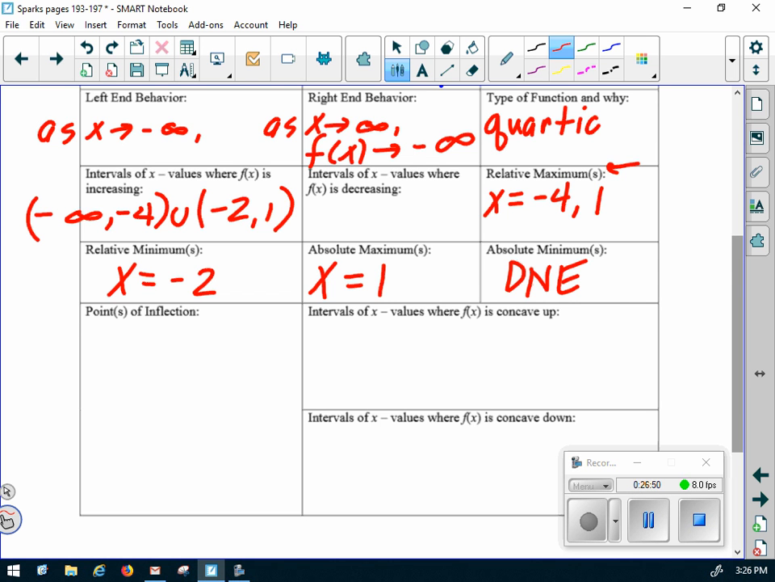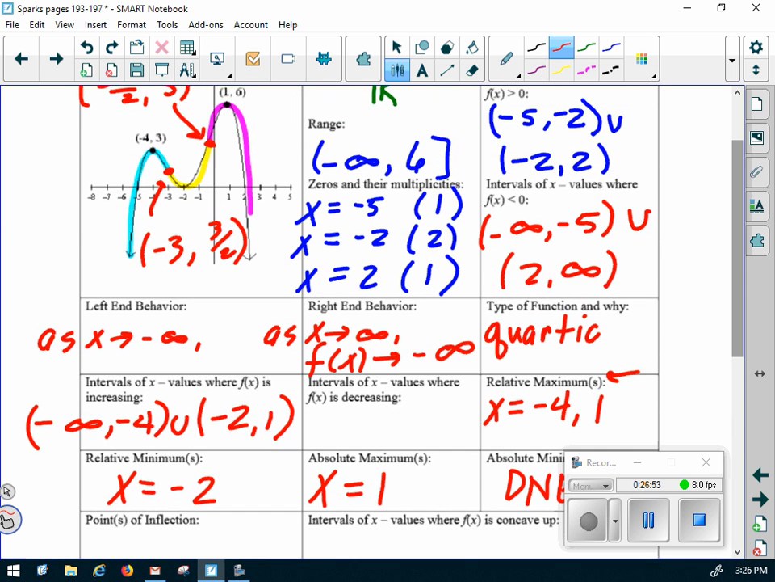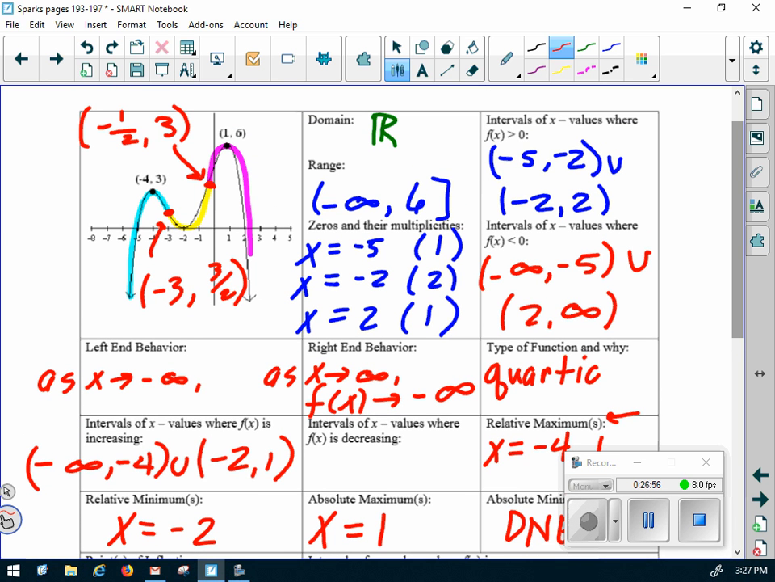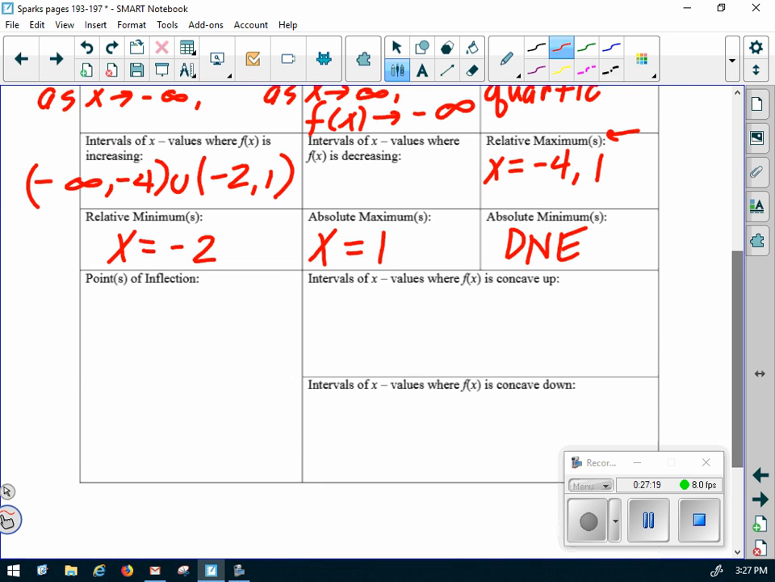Intervals of x values where f is concave up. Where's this bad boy concave up? On what x values? It's going to start at a point of inflection and end at the next point of inflection. So from -3 to -1/2, that function is concave up. Can that be a closed interval? No, you do not include your points of inflection, because that's where the thing changes.